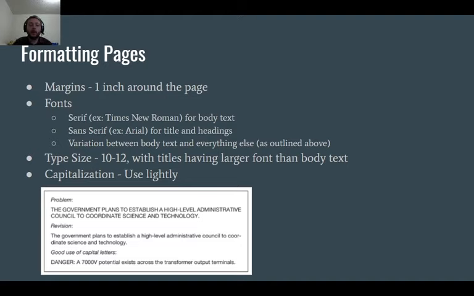Titles are always going to be larger than the body text. And then lastly, for capitalization, and I'm talking about capitalization in the unusual sense, not capitalizing the first letter of every word. But right here in this example, for instance, they capitalize that entire first sentence, which you look at and you kind of go, this is some work to read.